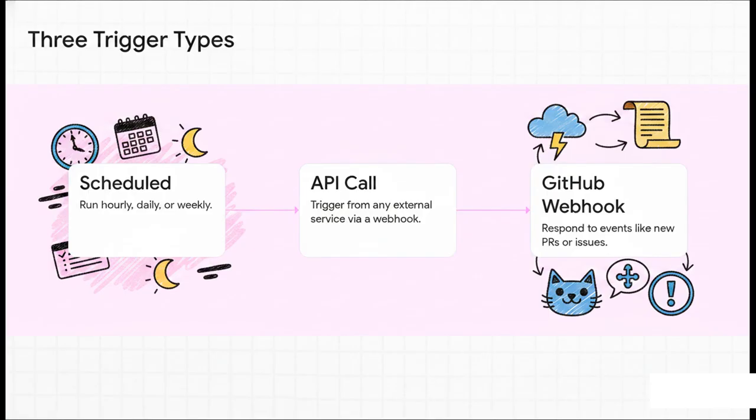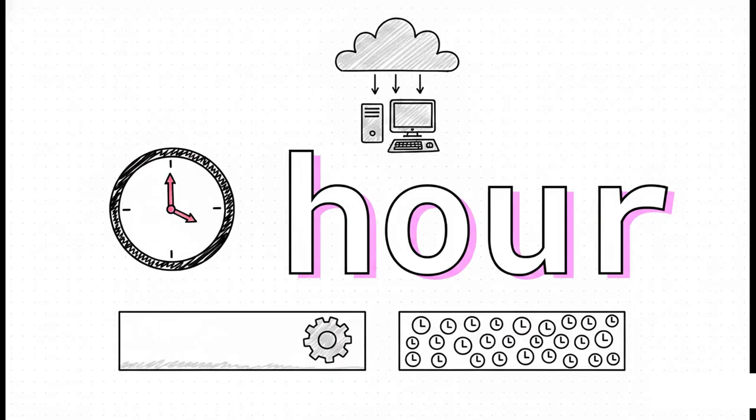First, the obvious one, on a schedule, like hourly, daily, or weekly. Second, you can trigger it with an API call, so any external service can kick off your routine with a secure webhook. And third, you can have it react to GitHub webhooks. Think about that. It can respond to things like a new PR being opened, or a new issue, or a push to a branch. This is way beyond just scheduling. It's truly event-driven.